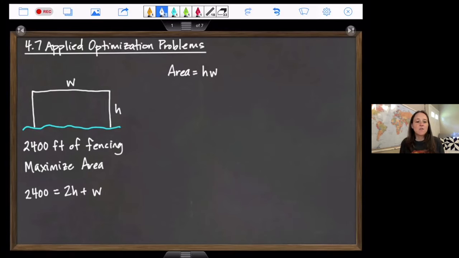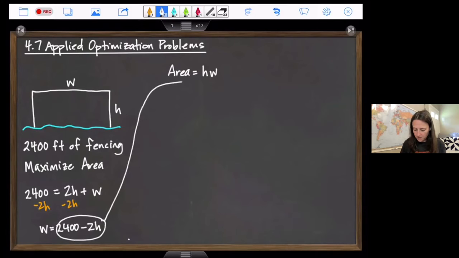So I'm going to solve that 2,400 equation down there on the bottom left for one of the variables. And W is going to be the easier one to solve for. I'm just going to subtract 2H from both sides, and I get that W is equal to 2,400 minus 2H. All right, and that W is the same W that's in my formula. So this formula for W is going to come up here and take the place of that W there.